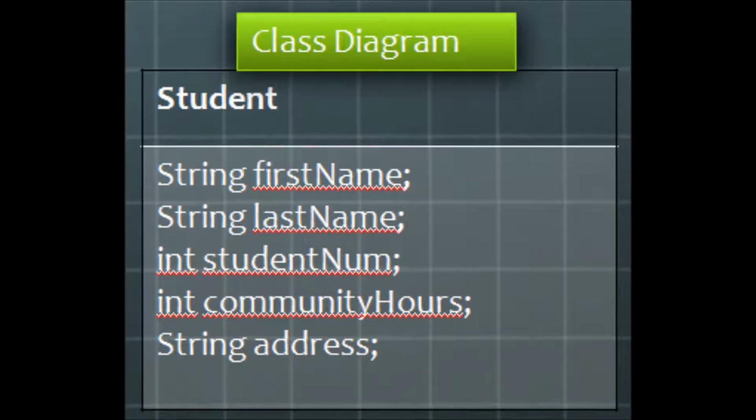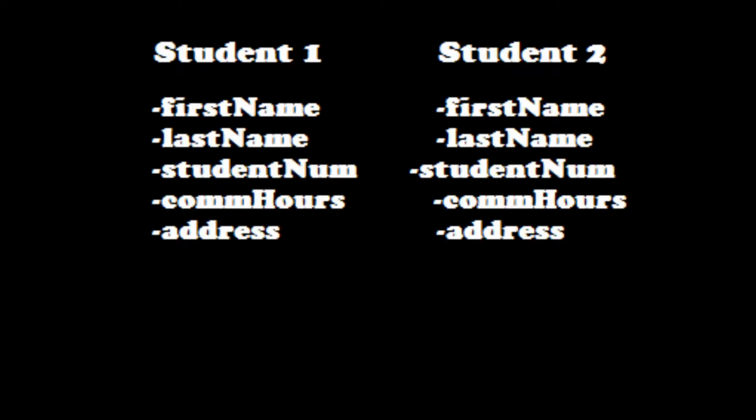Let's take a look at what a class diagram looks like. A class diagram is a visual way to understand what a class is in Java. So here we have a Student class, and inside this diagram we can see first name, last name, student number, community hours, and address. This means for the Student class, each object, or student we should say, that is created will have these variables. Now, if you have two students, each student will have its own set of variables, and these variables will share names. This means that both objects student1 and student2 of the Student class will have the string first name.